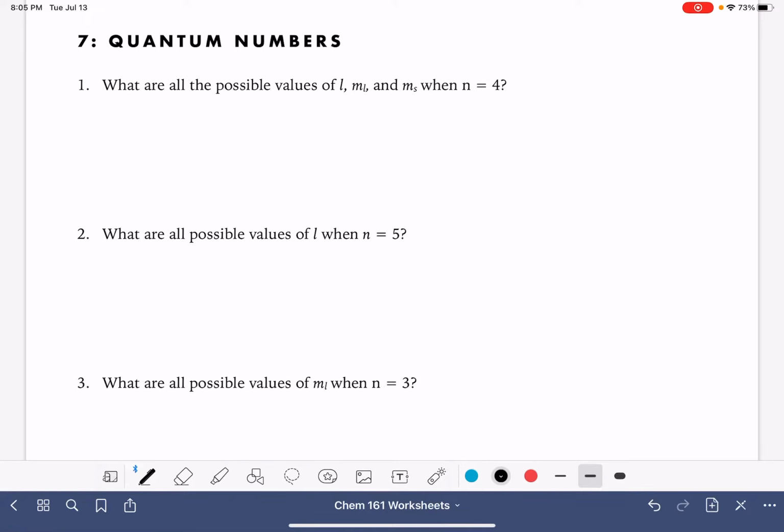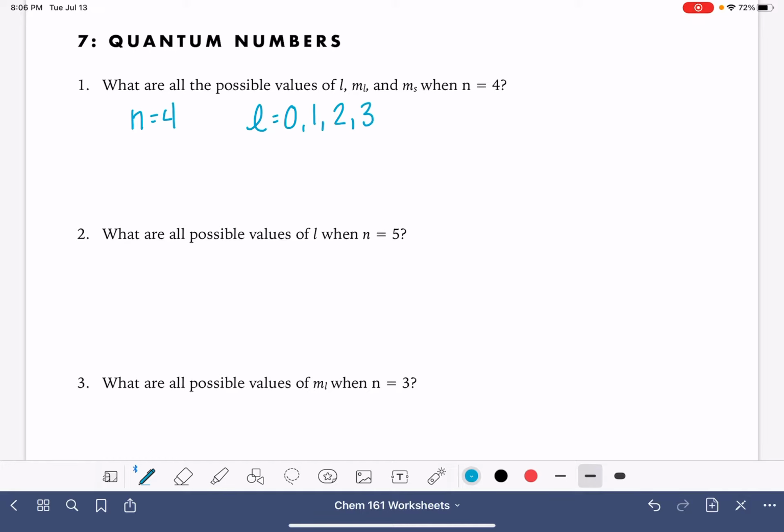On this worksheet, we're going to be practicing assigning different types of quantum numbers to electrons. The first problem is asking us to come up with the possible values of L, M sub L, and M sub S when n equals 4. So if n is equal to 4, then the possible values of L start at 0 and they go all the way up to 3. L starts at 0 and goes all the way up to n minus 1.